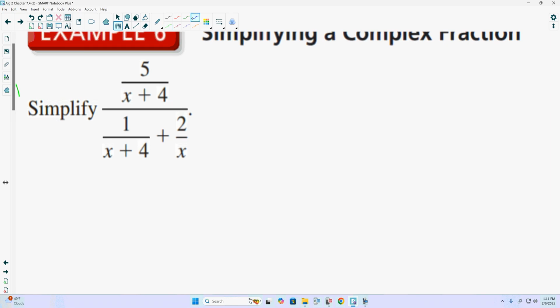All right. Let's look at the second method, least common denominator. We want to find the least common denominator of the denominators of the fraction. So there's 3 denominators in this fraction total. On top, we have an x plus 4 as the only denominator. On bottom, one of the denominators is x plus 4, and the other is x.